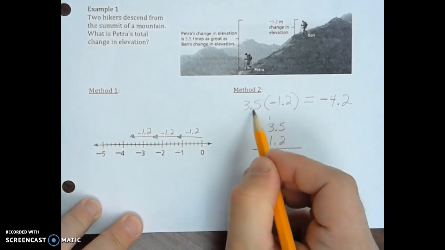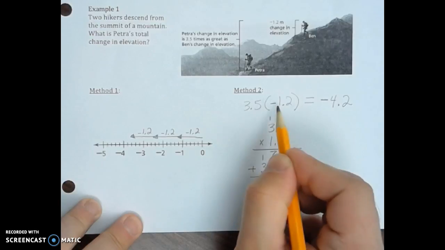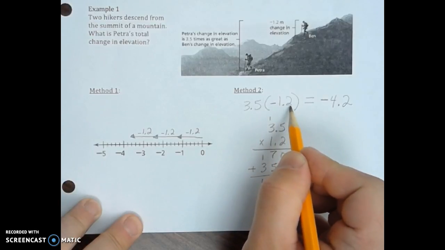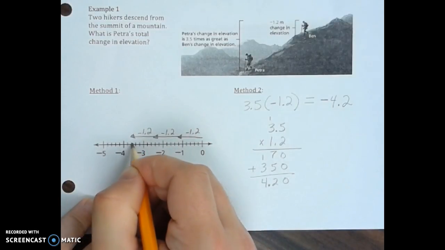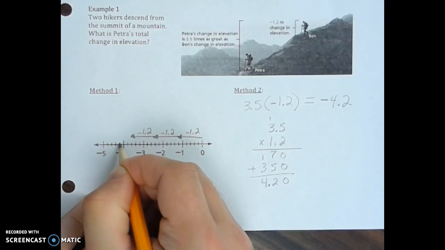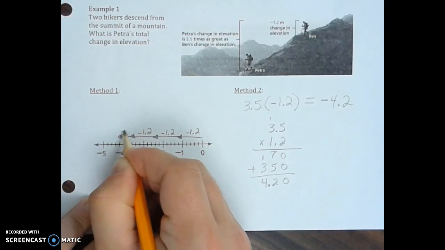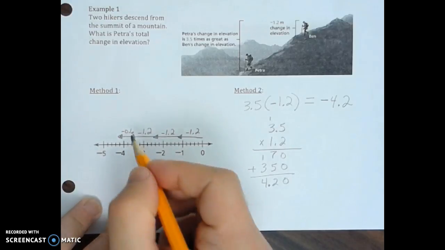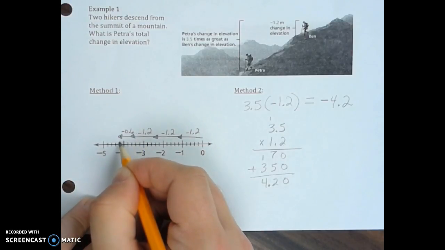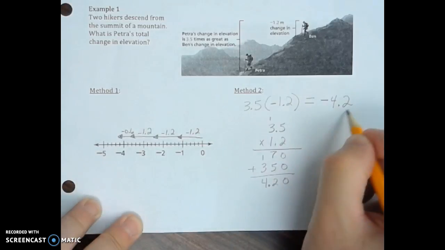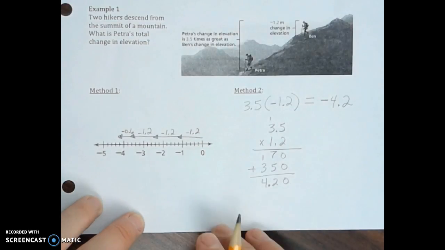And now I need a half a group. Well, half of -1 and 2/10 is -6/10. So I'm going to go -2, -4, -6/10 further. This is my half group, which is only -6/10. And if I look right here, I'm the first line past -4, which again, this is going to be my -4 and 2/10. And so this matches what I got when I did the multiplication problem.